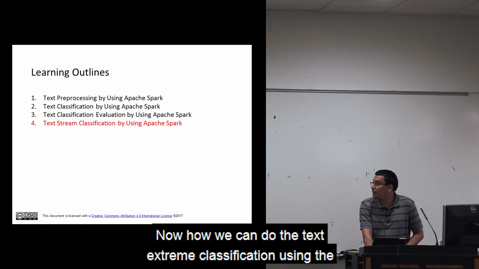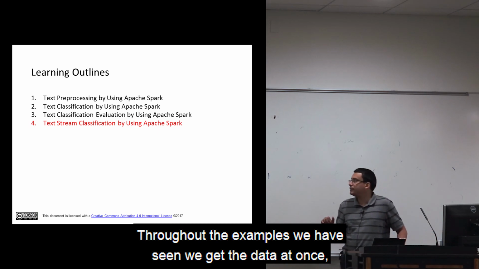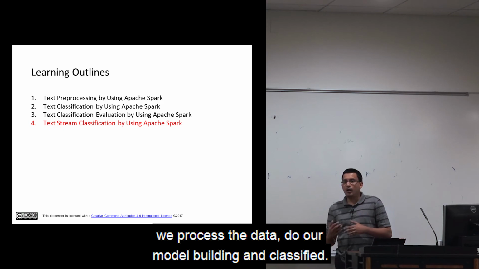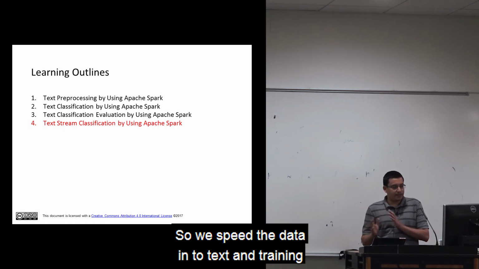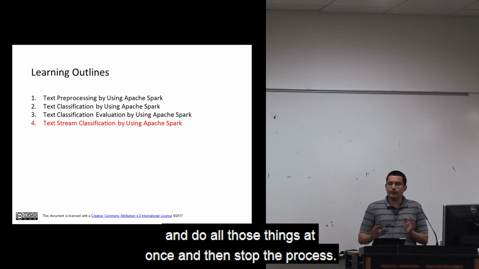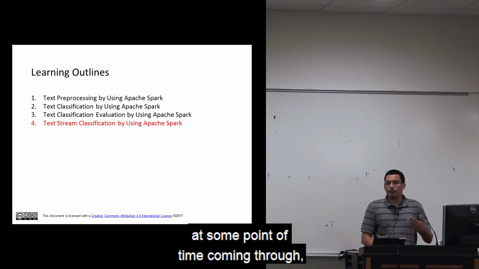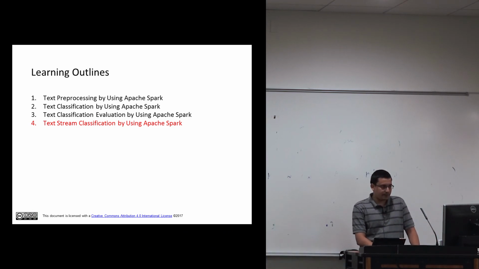Now, how can we do text stream classification by using Apache Spark? Throughout the examples we have seen, we get the data at once, we process the data, do our model building and classify it. So, we split the data into test and training and do all those things at once and then stop the process. But for streaming, you will expect new instances to come through at some point in time. So, you have to classify those new incoming instances.